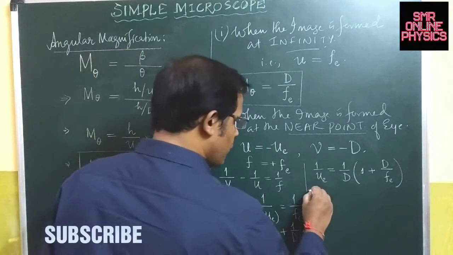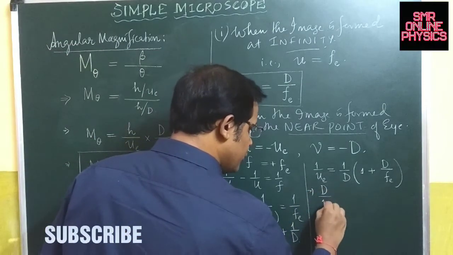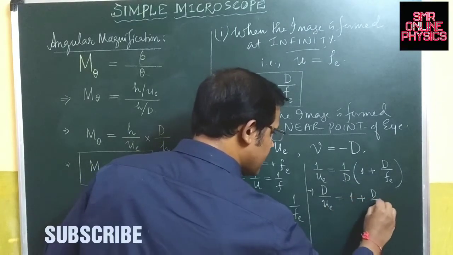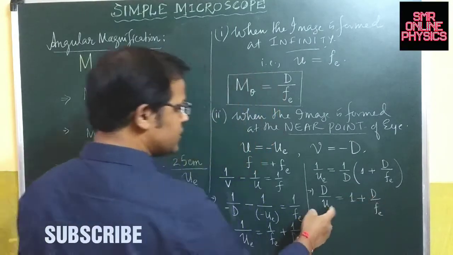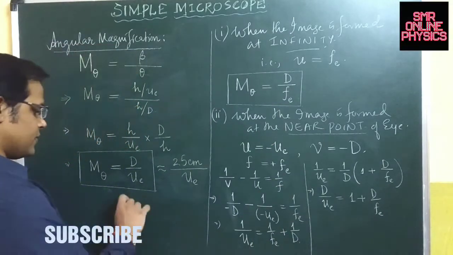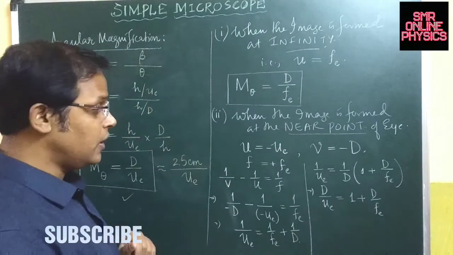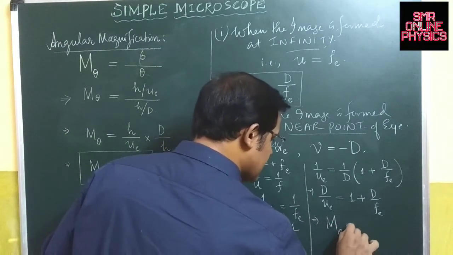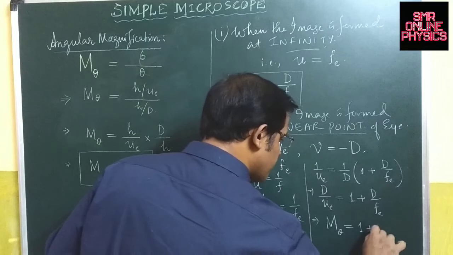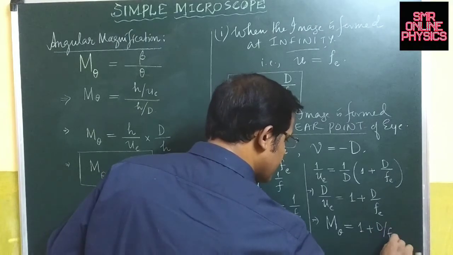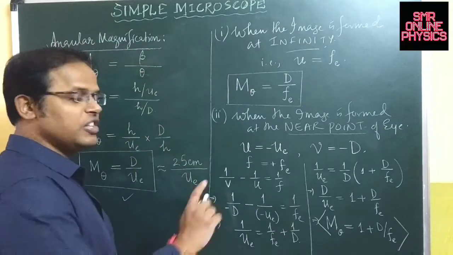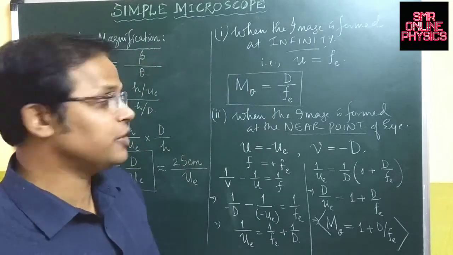Alright, now if you observe, D by Ue is equal to 1 plus D by Fe. So what is D by Ue, my dear? Still on the left side of your board, that uses your angular magnification, so you'll get M theta is equal to 1 plus D by Fe. So a single convex lens can do this much amount of magnification.